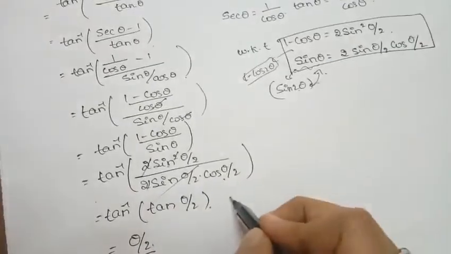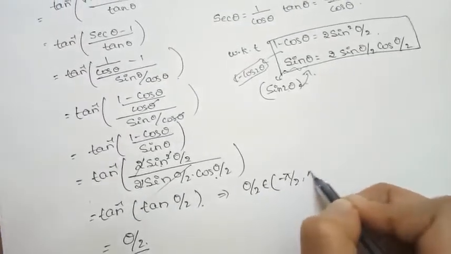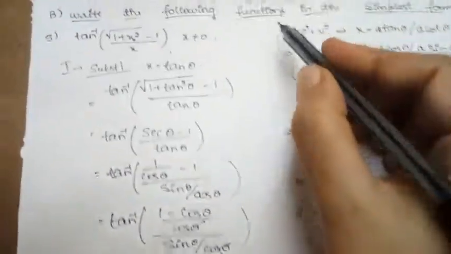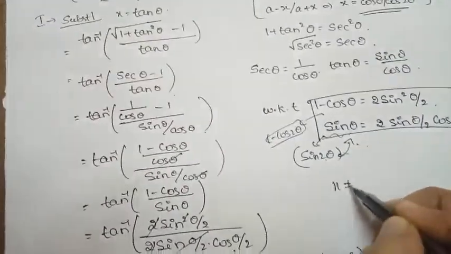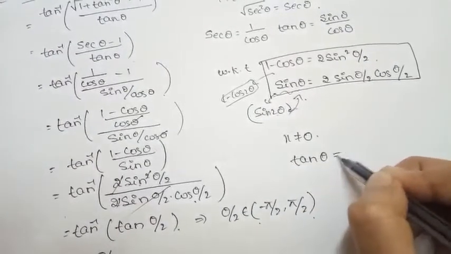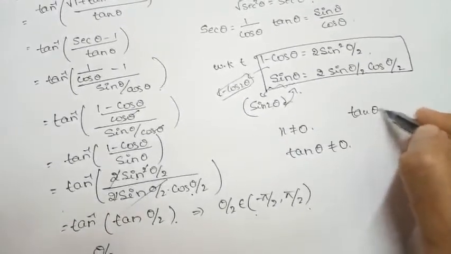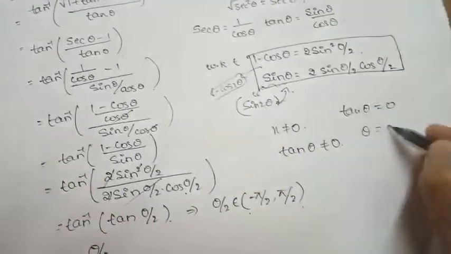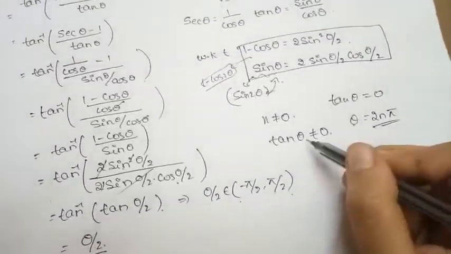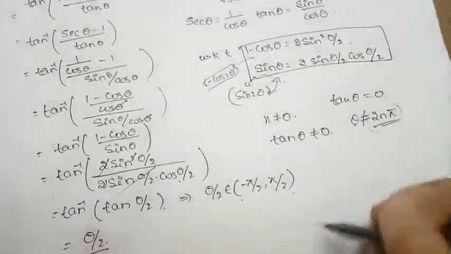So this implies theta by 2 should belong to the interval minus pi by 2 to pi by 2. To check this, the condition says x is not equal to 0. What was our x? It was tan theta. So tan theta should not be equal to 0. Tan theta is equal to 0 when theta is an integral multiple of pi. Since it should not be 0, theta should not be equal to an integral multiple of pi.